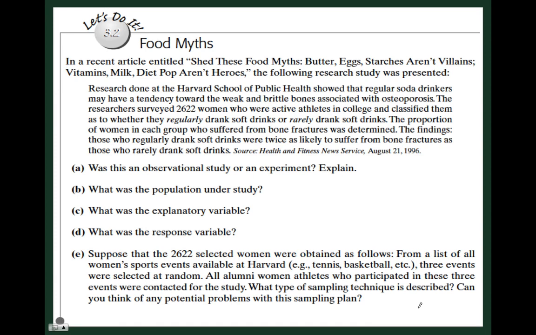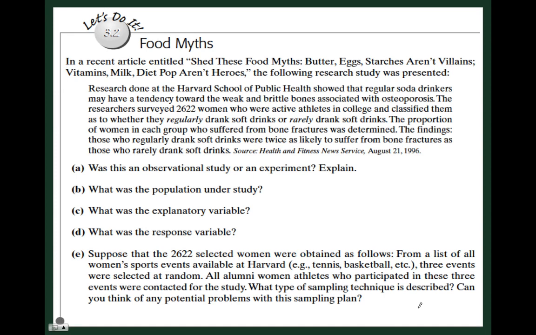The researchers surveyed 2,622 women who were active athletes in college and classified them as to whether they regularly drank soft drinks or rarely drank soft drinks. The proportion of women in each group who suffered from bone fractures was determined. The findings: those who regularly drank soft drinks were twice as likely to suffer from bone fractures as those who rarely drank soft drinks. So let's look at these questions.